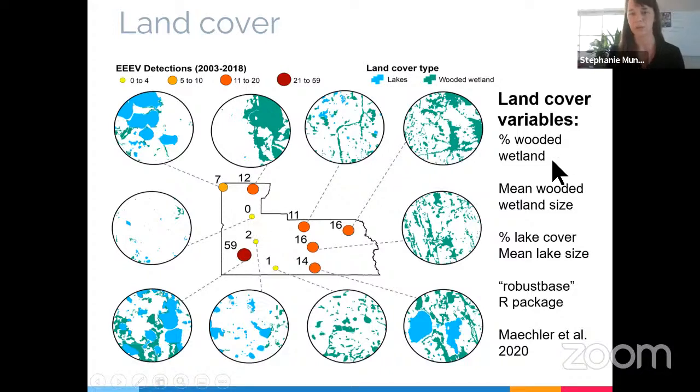And so the land cover variables I looked at included percent wooded wetland, mean wooded wetland size, percent lake cover, and mean lake size. And because this is clearly a smaller sample size, I used the robust base R package to be able to do some exploratory analyses to see if those variables are associated with an increased count of EEE detection. And all of these variables were extracted from a fine-scale land cover data set from the Florida EPA. And the buffers were a 4-kilometer buffer from the sentinel chicken sites, and that corresponds to the flight range of the primary vector of the disease.